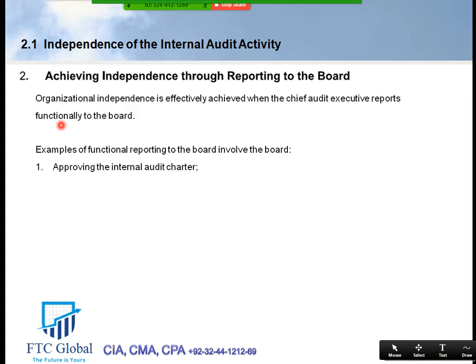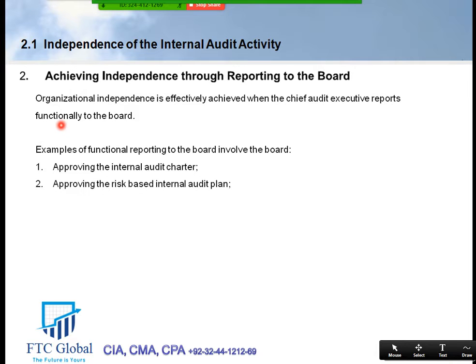Next, every year we plan for conducting various engagements, or in other words, the annual audit plan. That annual audit plan, what we will cover, what we will check, is approved by the board of directors or the audit committee. The second element is approving the risk-based internal audit plan.